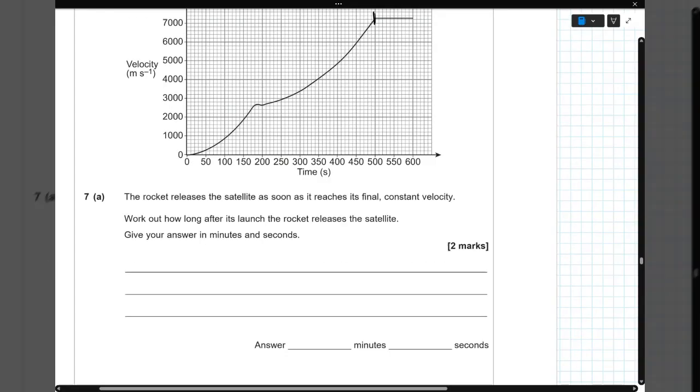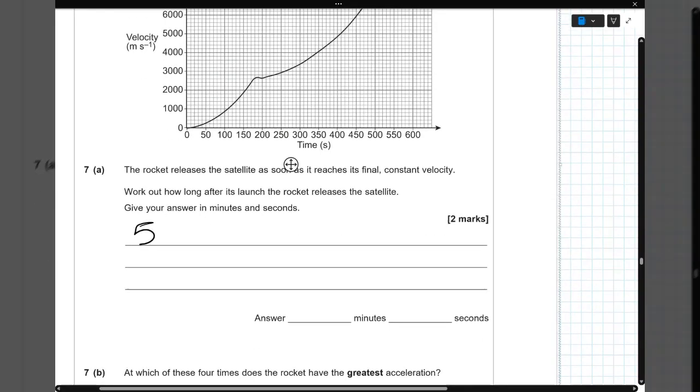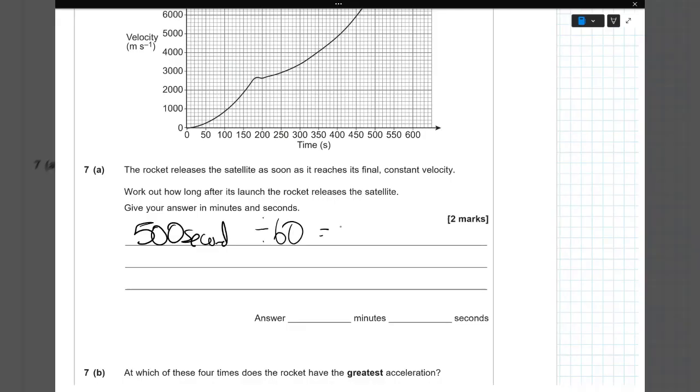So we've got 500 seconds, and if we divide that by 60, that gives us 8 point something, which means it's 8 minutes. 8 times 60 is 480, and if we subtract that from the 500, it gives us the 20 seconds remaining. Okay, so that is part A.